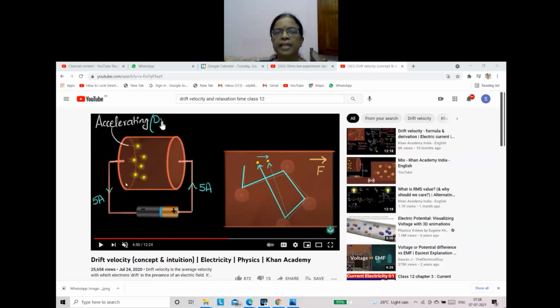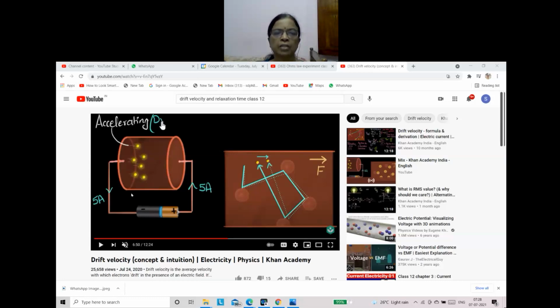Then current, how will you calculate it if you get the total charge? Q you got, Q equal to N A L e. Then the current equation: current I is equal to Q by T. So, I is equal to Q by T, that is N A L e by T. And T means the time taken by the electron to cross the conductor. That depends upon the drift velocity of the electron.